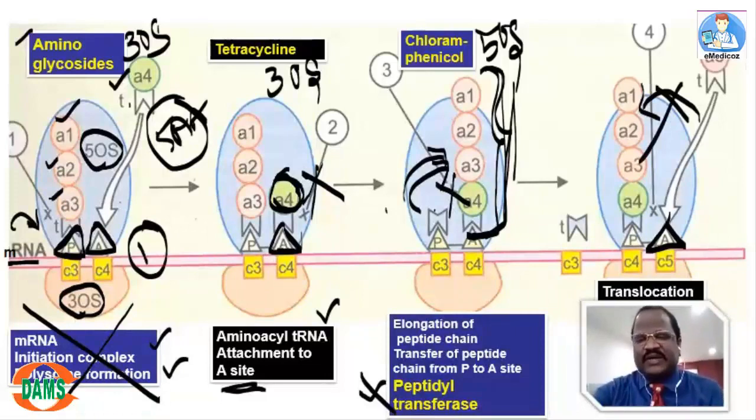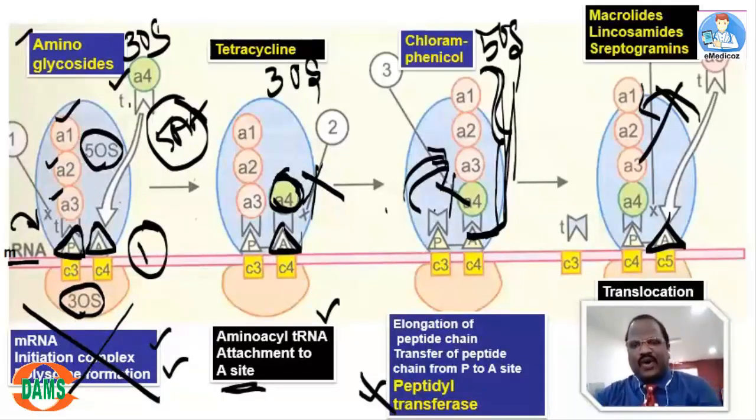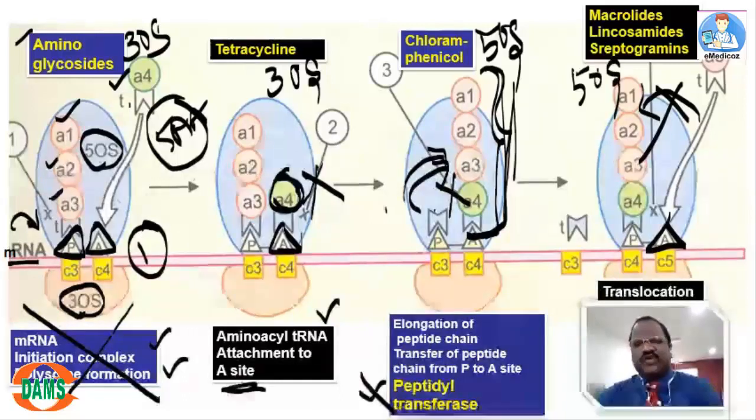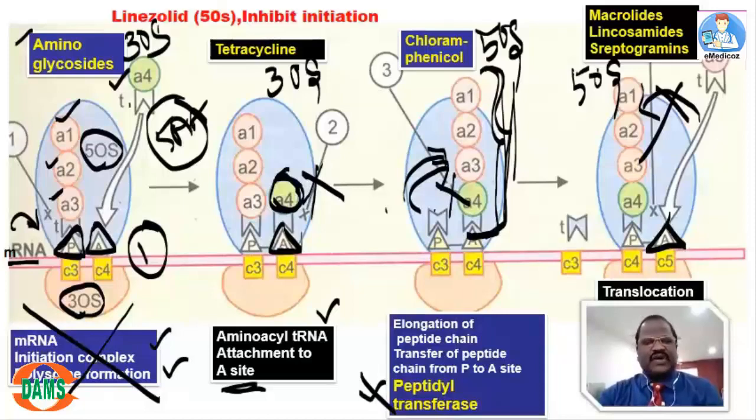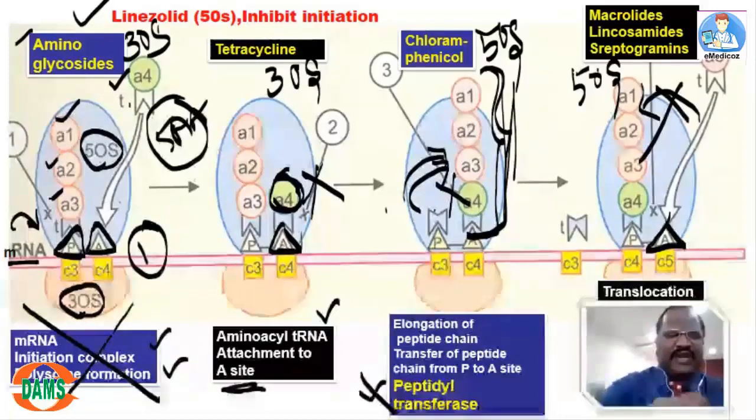This step is arrested by some groups of drugs called macrolide antibiotics, lincosamide, the so-called clindamycin, and one more drug, streptogramin. So remember, macrolide group of drugs like azithromycin, erythromycin, roxithromycin, then lincosamide, clindamycin, and then streptogramin. All these drugs act on the 50S ribosome and inhibit translocation of the elongated peptide chain from A to P, thereby preventing protein synthesis.